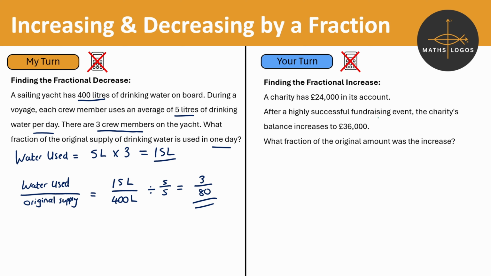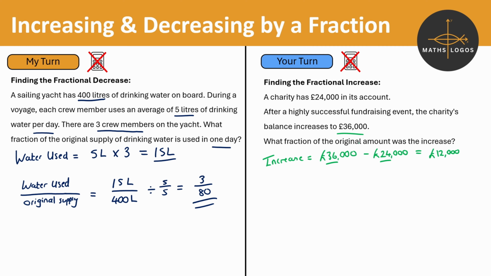After a highly successful fundraising evening, the charity's balance increases to 36,000. What fraction of the original amount was the increase? Let's start off by working out what the increase was. The increase is going to be equal to the 36,000, subtract the 24,000, which is going to be equal to 12,000. Mental strategy for that is just doing 36, take away 24.